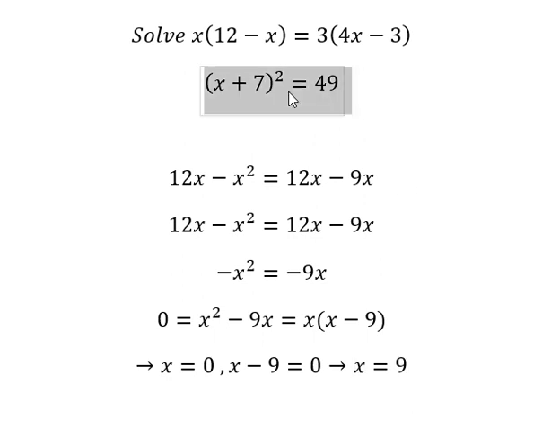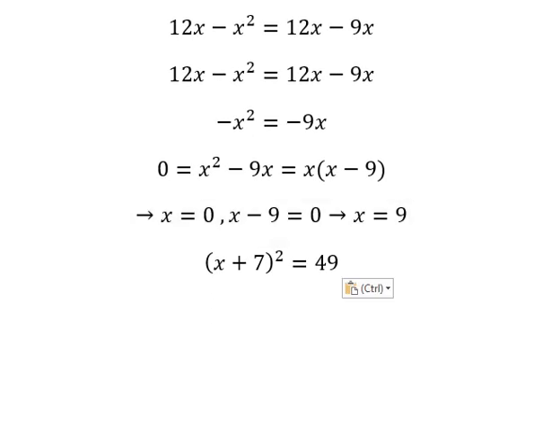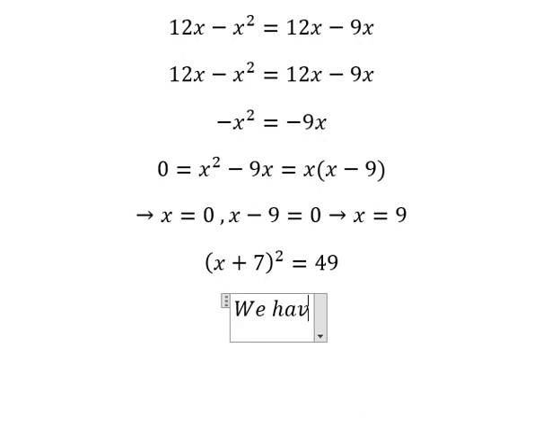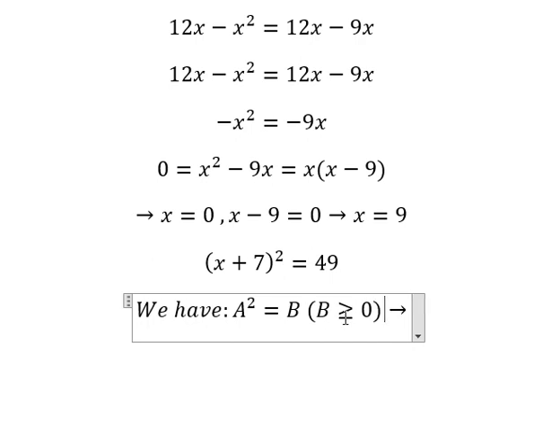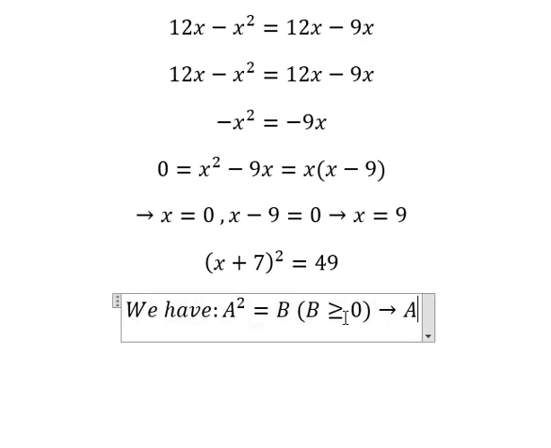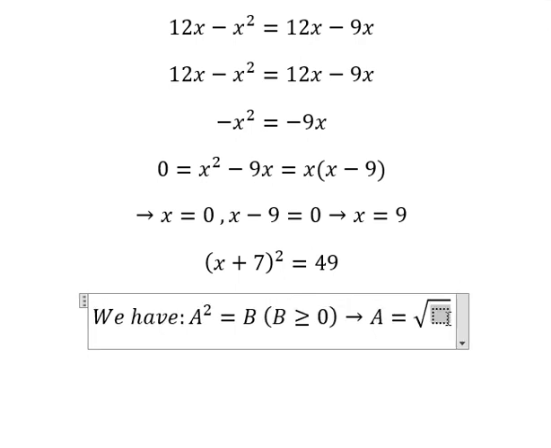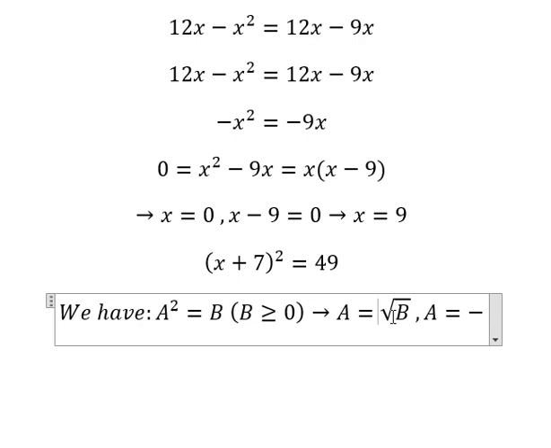Now let's go to the next one. So this one we have the formula in here. So when b is greater than or equal to number 0, we will have a equal to the square root of b, and a equal to negative the square root of b.